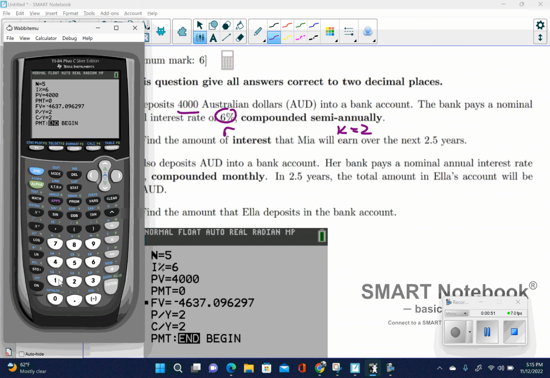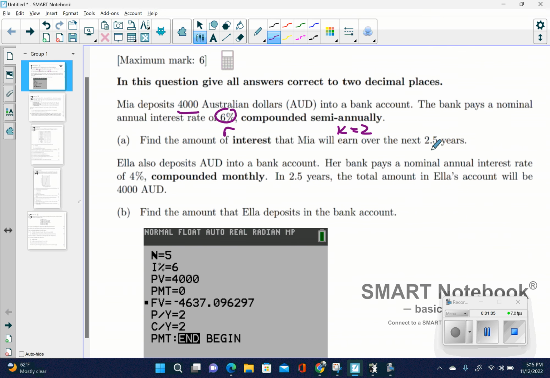So how did I get n equals 5, right? So find the amount of interest that Mia will earn over the next 2.5 years. Remember that it's compounding semi-annually, so 2.5 times 2. This number right here is 2.5 times 2, and that's 5. The interest rate is 6%. The present value is $4,000 or Australian dollars.